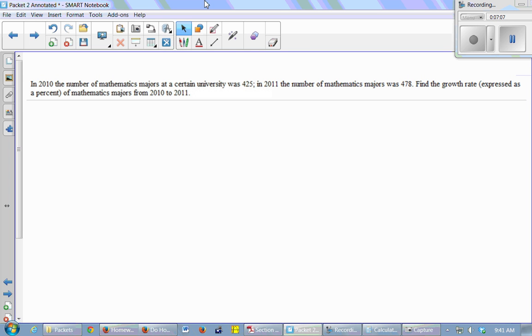Okay, in 2010, the number of mathematics majors at a certain university was 425. In 2011, the number of mathematics majors increased and it was 478. What is the growth rate as a percent from 2010 to 2011?